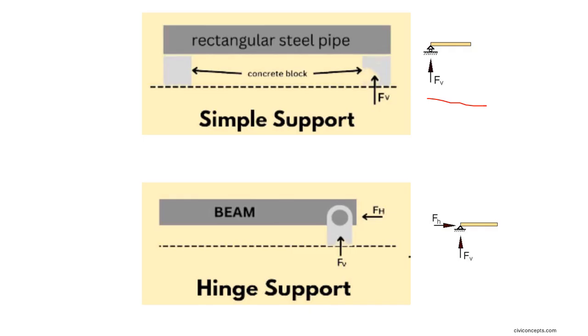Then there is a beam with a pinned support where the rotation is allowed. Similar to this, rotation is allowed, but horizontal movement is restricted. So this is a hinged support. Okay, are you able to understand? So vertical and horizontal forces are allowed.